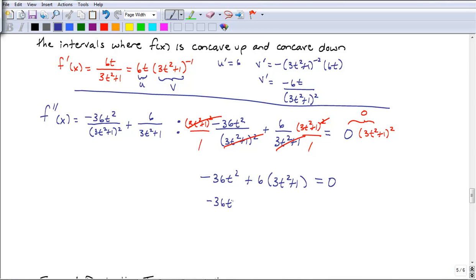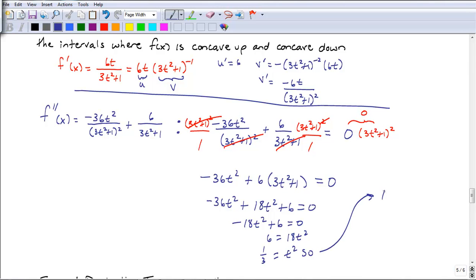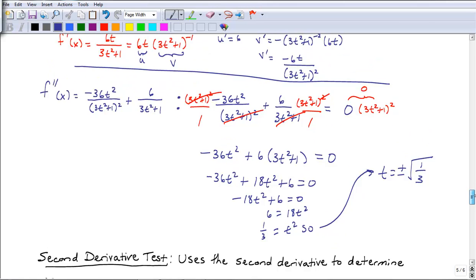Negative 36t squared plus 18t squared plus 6 equals 0. Negative 18t squared plus 6 is 0. So 6 is 18t squared. 1/3 is t squared. So t is the plus or minus square root of 1/3, or plus or minus root 3 over 3. So I figured out the inflection points. That's what I found right there, were the inflection points.